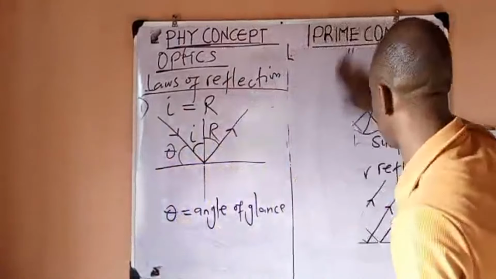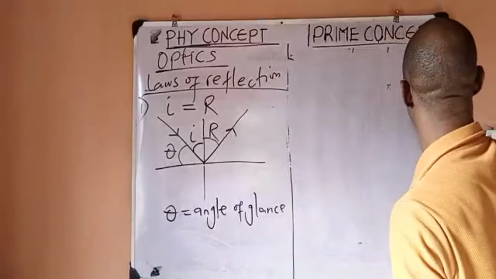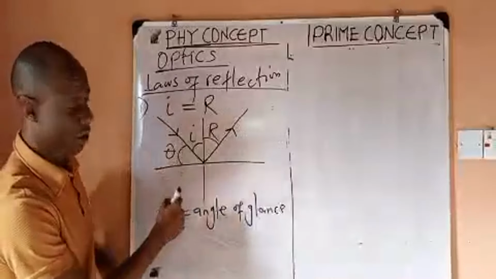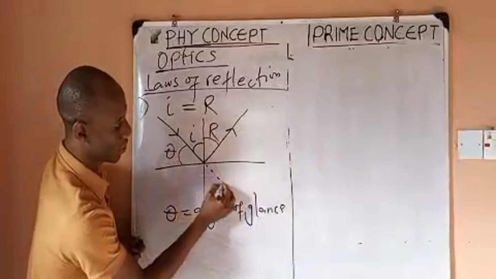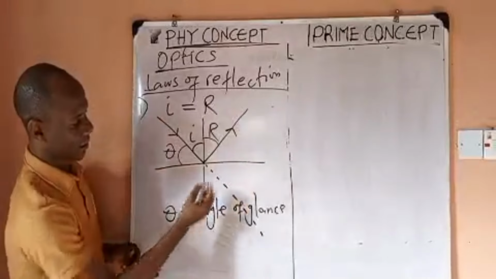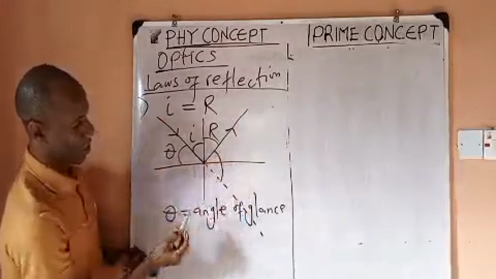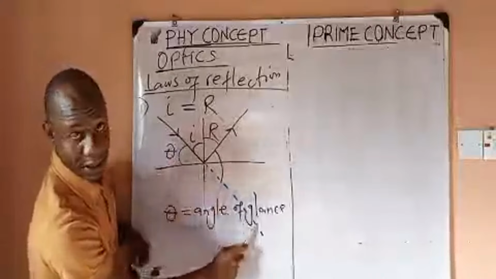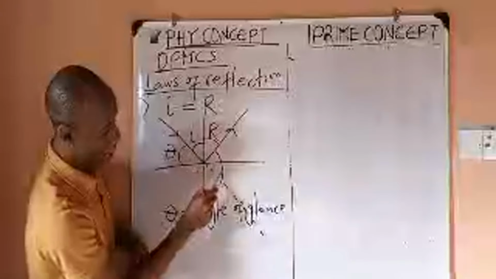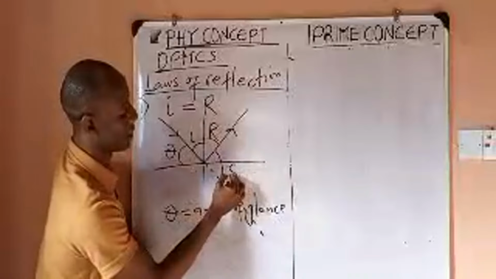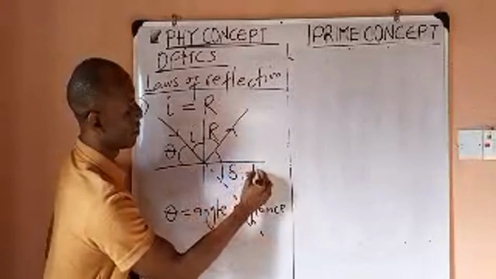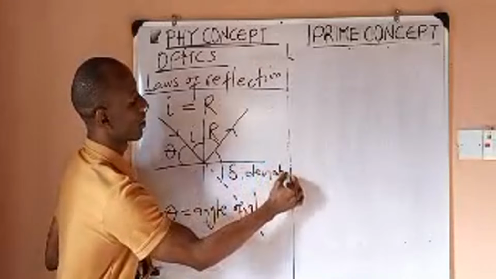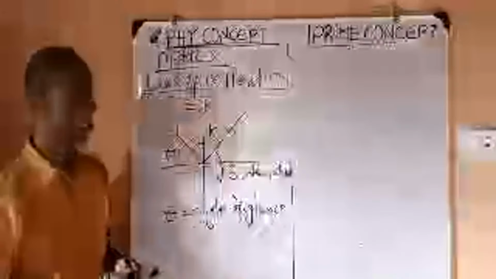I hope you are following me now, because I'll give you a quick question, then you drop the answer. Now watch. I can still produce this diagram. If I produce this angle, measured from the continuation of the incident ray to the reflected ray, this angle is known as the angle of deviation. I hope this is clear to you. So I'll give you a quick question.